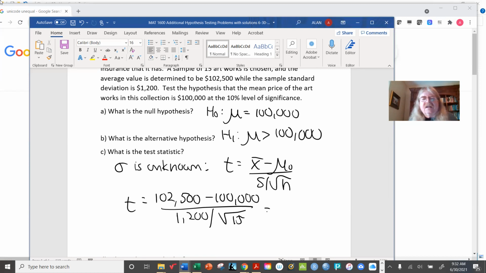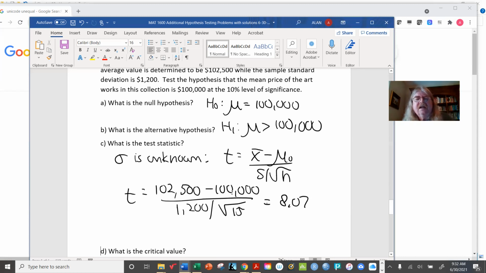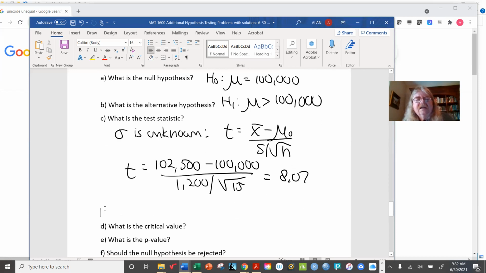Well, I think we know what's going to happen here. I do believe that they need more insurance because, like I said before, the rule of thumb is anything outside the range 2 and -2 is going to cause us to reject the null. So I think we have a winner right here. But we still have to calculate the critical value.